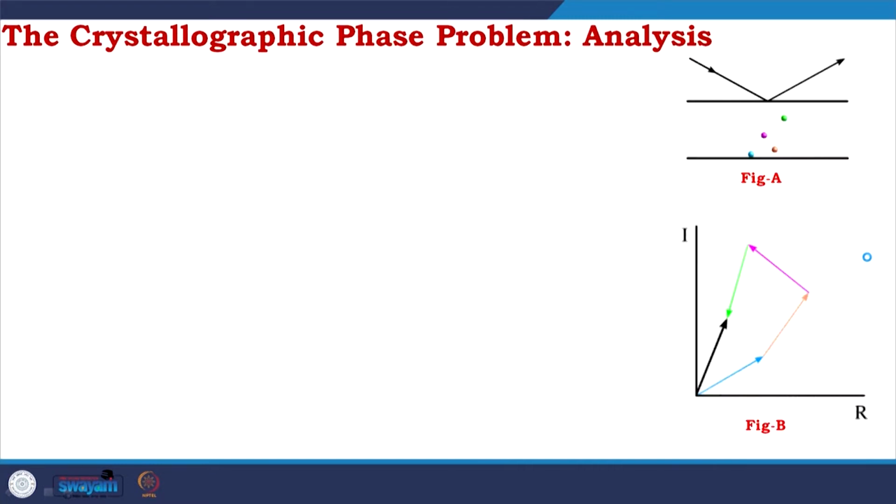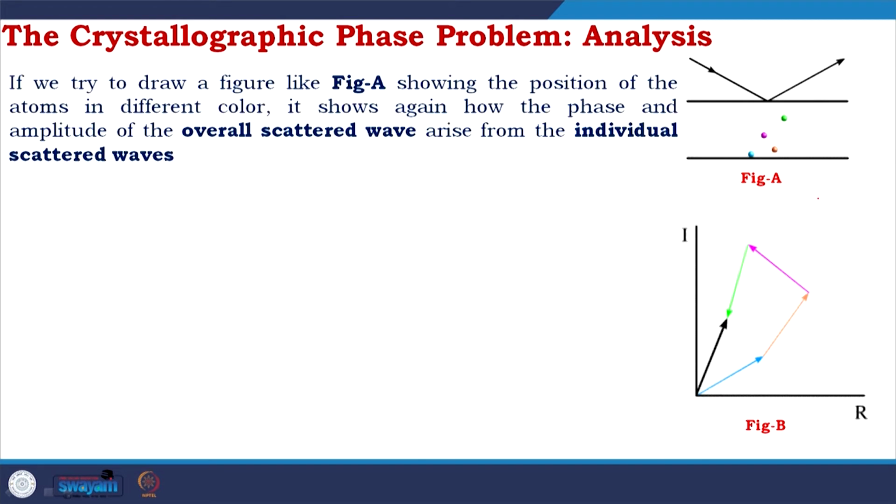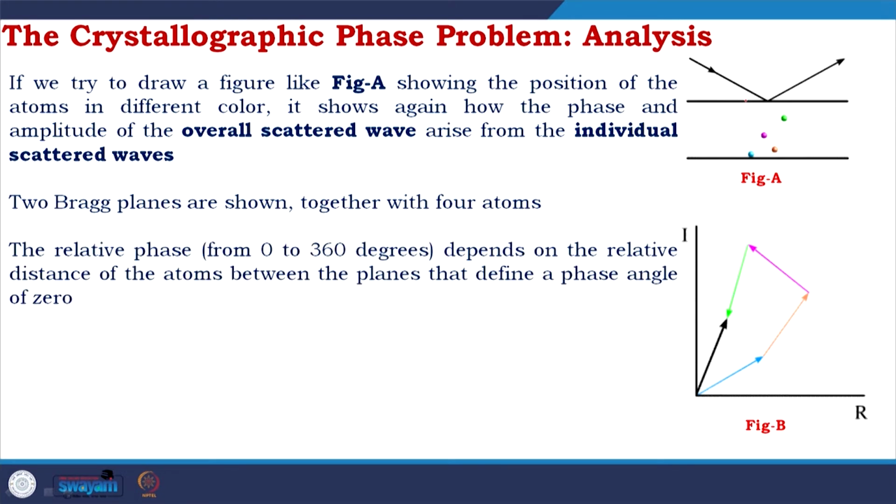If you see figure A, there are 4 atoms and 2 Bragg planes. Now, if we draw a figure like figure A showing the position of the atoms in different colors, 4 colors show 4 different atoms. It shows how the phase and amplitude of the overall scattered wave arise from the individual scattered waves. Every atom has its scattering. The relative phase from 0 to 360 degrees depends on the relative distance of the atoms between the planes that define a phase angle of 0.